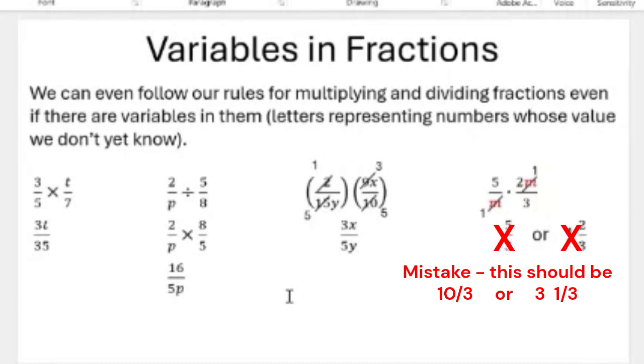That p might be 1, in which case you have 16 over 5 times 1, 16 over 5. Yeah, that's a mixed number. But p might be 20, in which case you have 16 over 5 times 20, 16 over 100. You can't write that as a mixed number. So if there's variables, you do not switch them to mixed numbers. But here, all the variables canceled out. So I can write that as a mixed number.